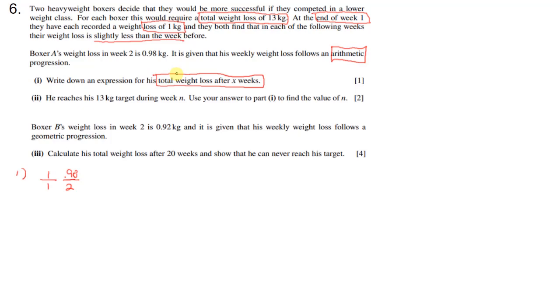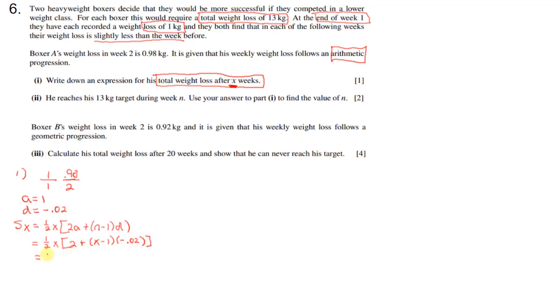Now, N is usually the number of weeks, but we can change that in the formula. A is the first term. D is negative 0.02. That's how much we take away every week. Here's the formula we're going to use, and now we just fill in our information. We don't know the number of weeks. We do know we started off with 1 kilogram, so 1 times 2 is still 2, X minus 1 is still X minus 1, and D is negative 0.02.